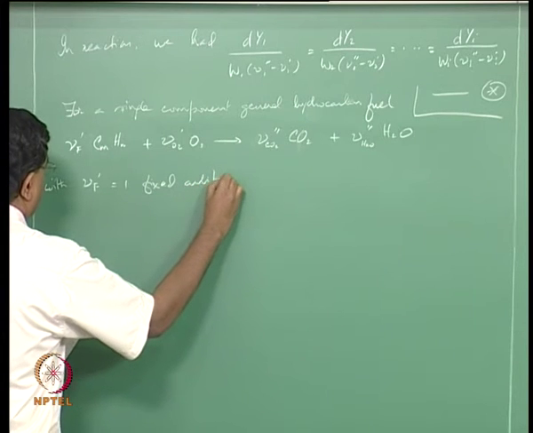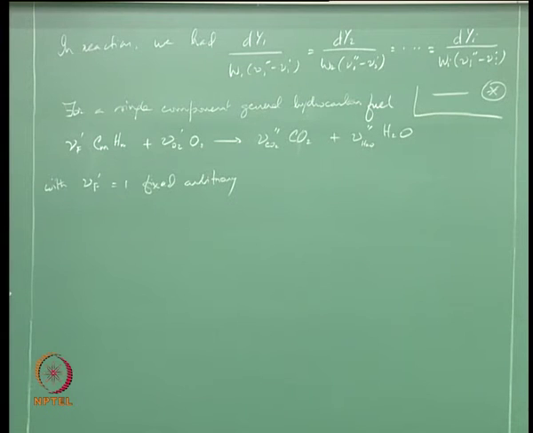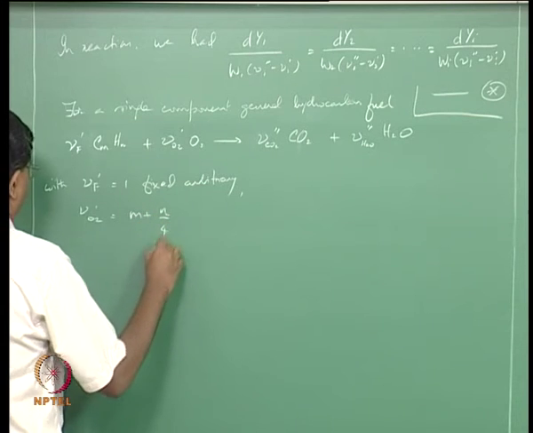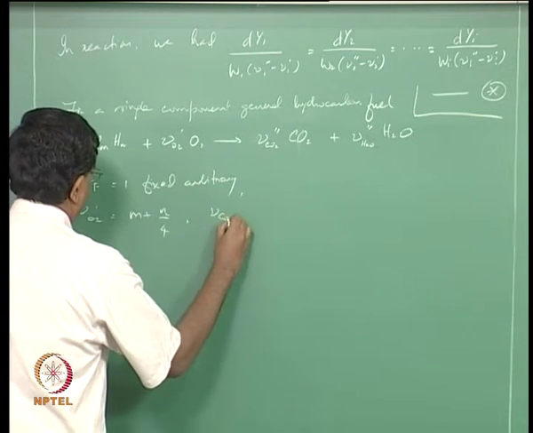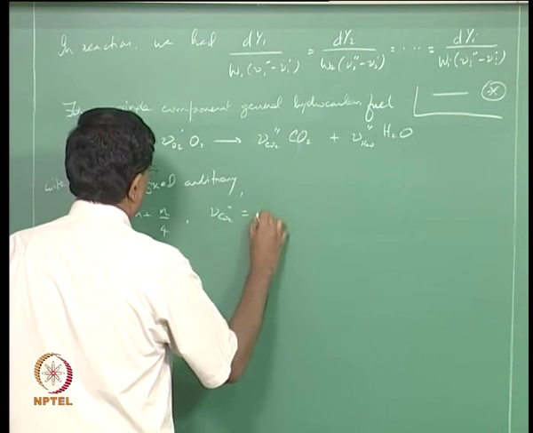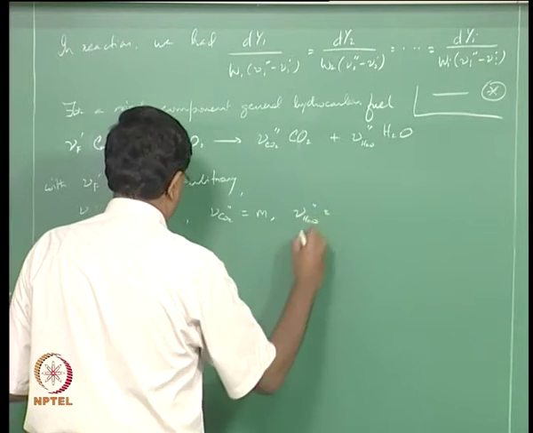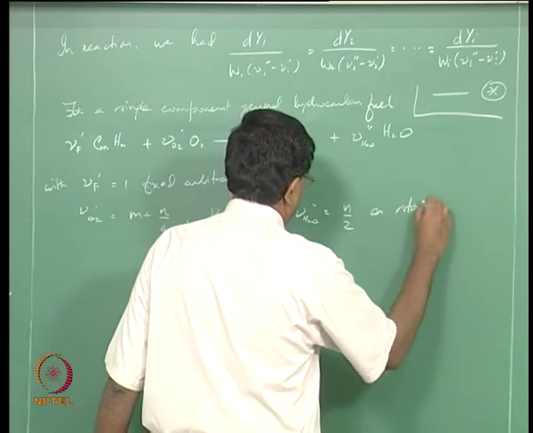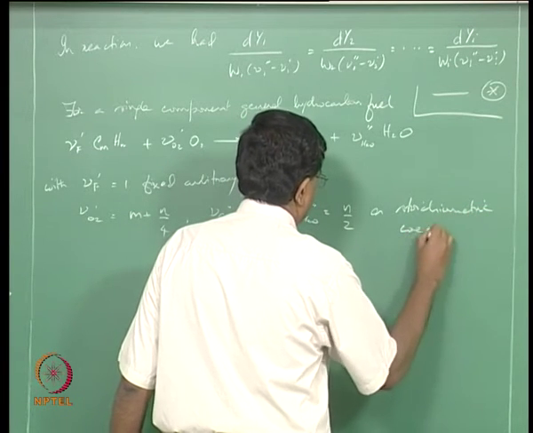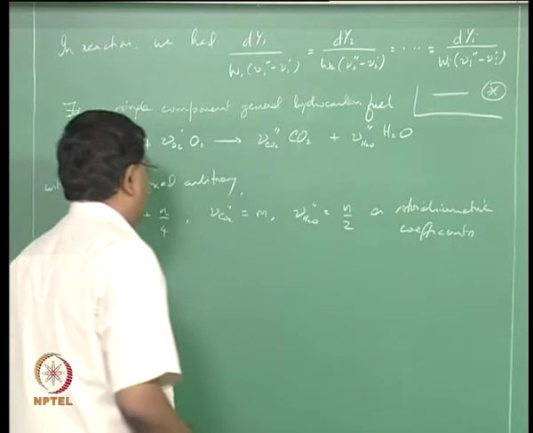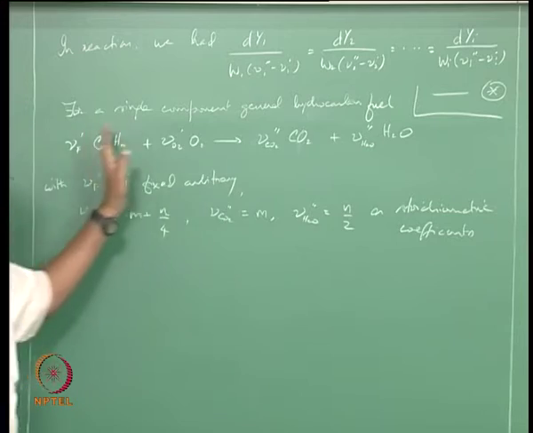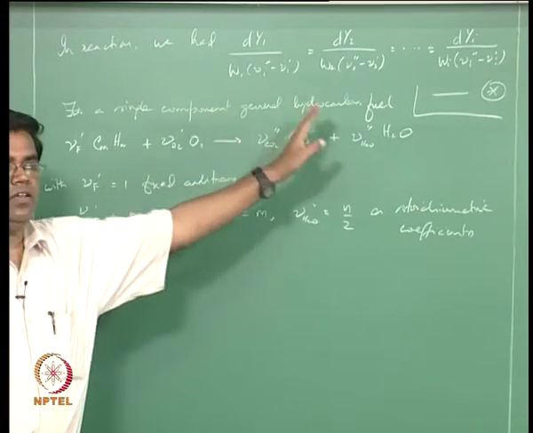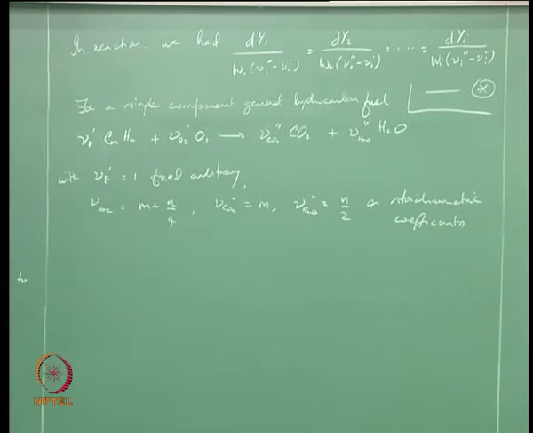Let's suppose that we just say we are interested in 1 mole of this hydrocarbon, right. We could get nu_O2 single prime equal to m plus n divided by 4, nu_CO2 double prime equal to m, and nu_H2O double prime equal to n over 2 as stoichiometric coefficients. That means these values correspond to the reaction happening stoichiometrically, right? That means you don't have any of the fuel or oxidizer left over as part of the products, right?